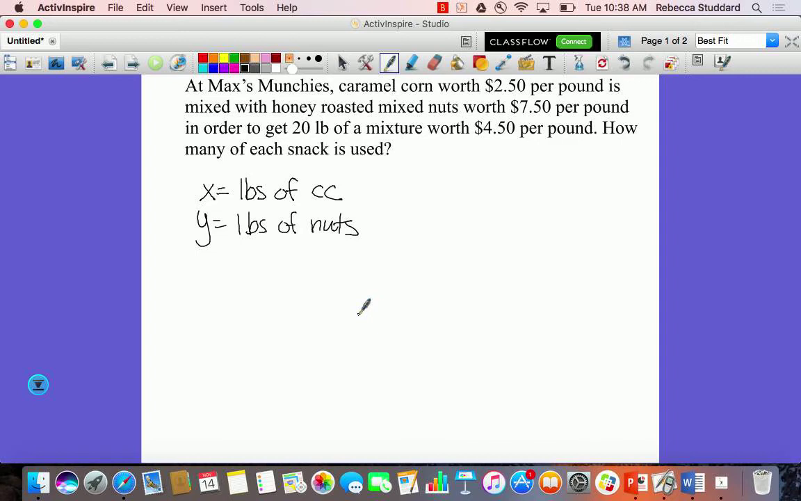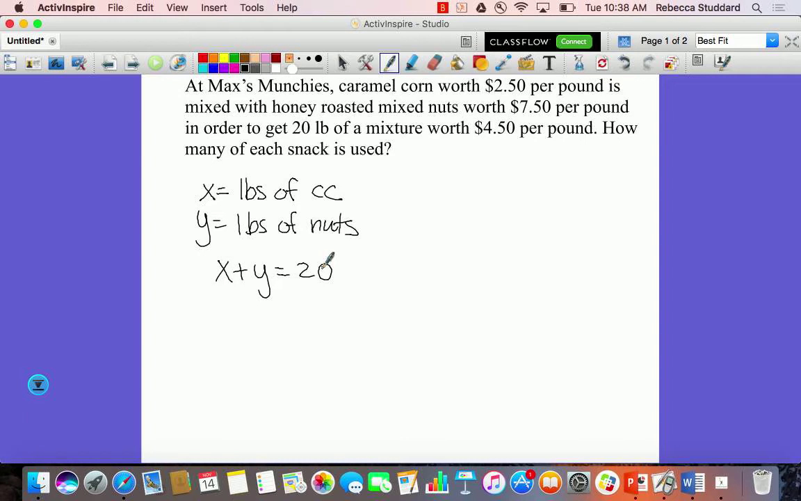Good job. Okay. X plus Y equals 20. That gives us the total poundage. We add up the pounds of caramel corn and the pounds of mixed nuts. All right. Now we have to take into account the money.